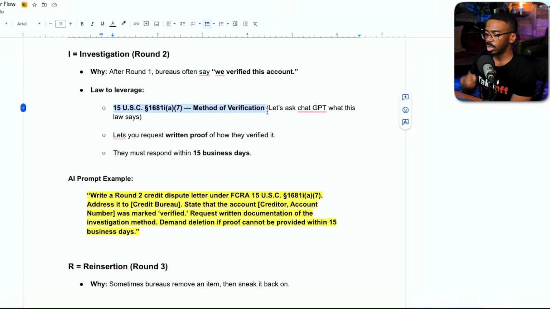So method of verification is pretty much a law that says that if a credit reporting agency comes back and says an account is verified as accurate, they have to provide you written proof as to why it's accurate within 15 business days. So we're going to take this prompt that I've already created for you guys around that law, which says, hey, write a round 2 credit dispute letter under FCRA 15 USC 1681 A7, address it to blank, state that the account blank blank was marked as verified, request written documentation of the investigation, demand deletion if proof cannot be provided within 15 business days. Copy this.